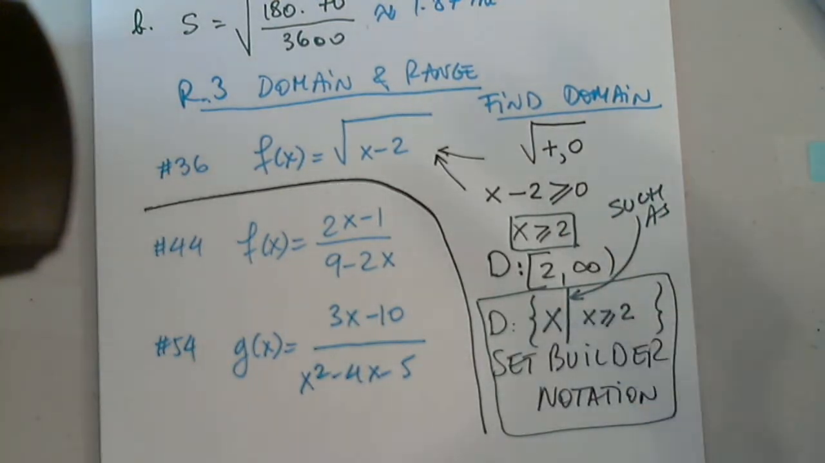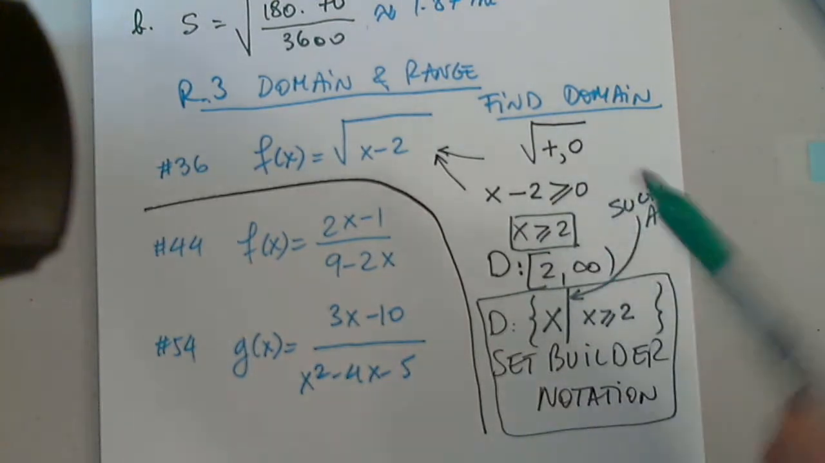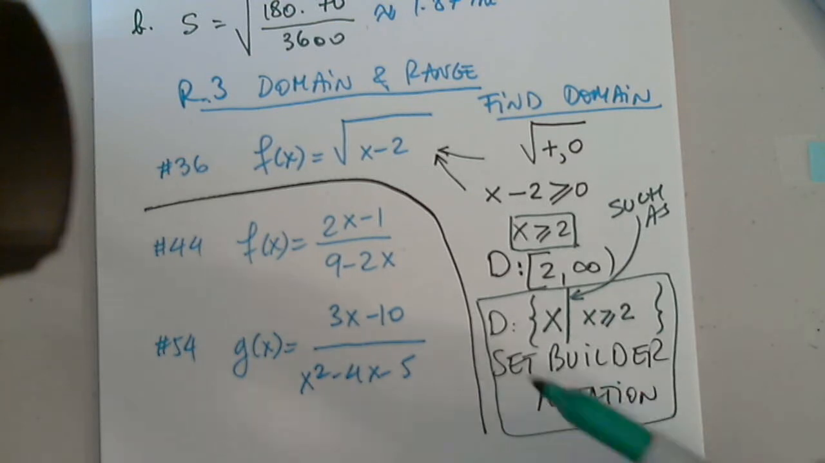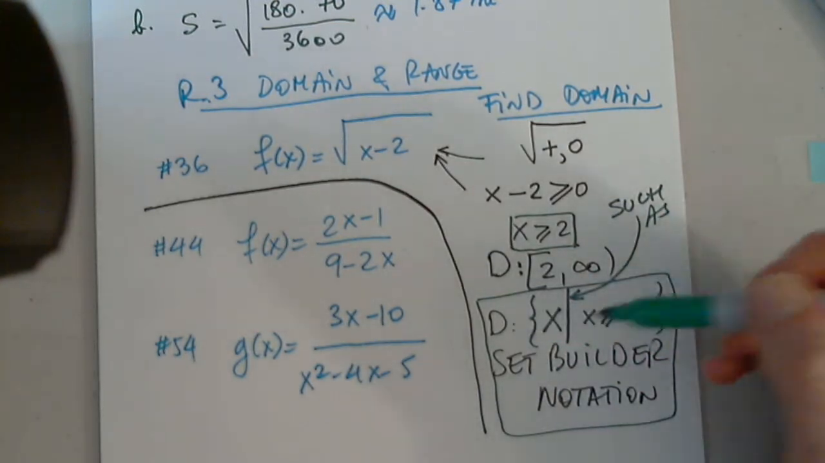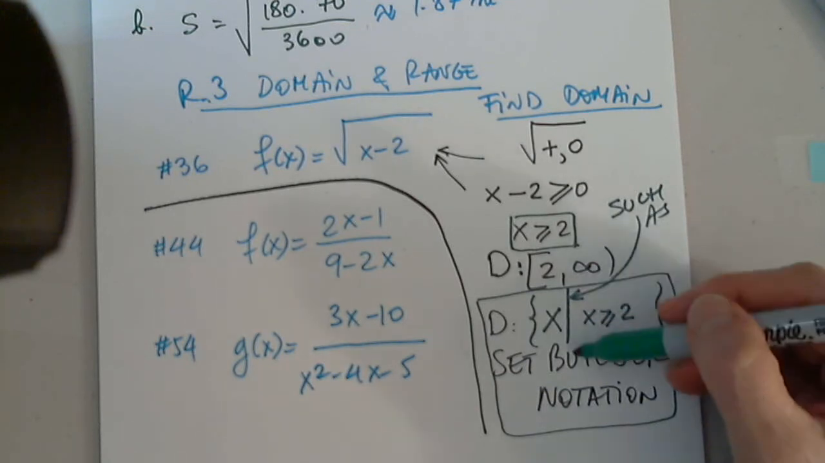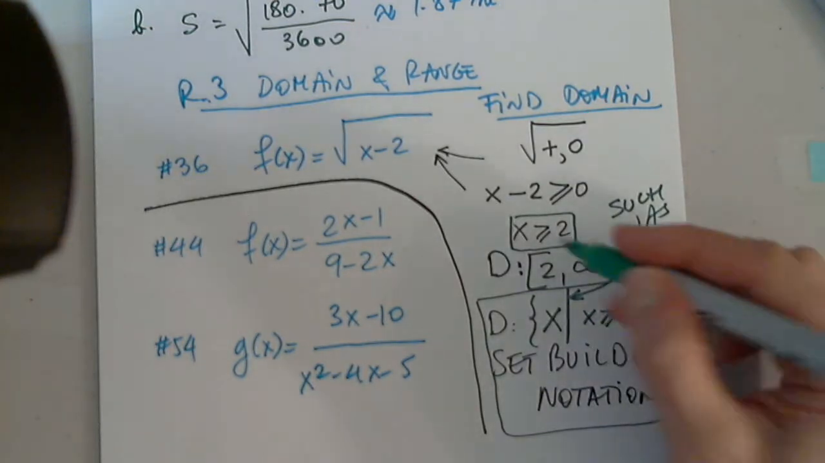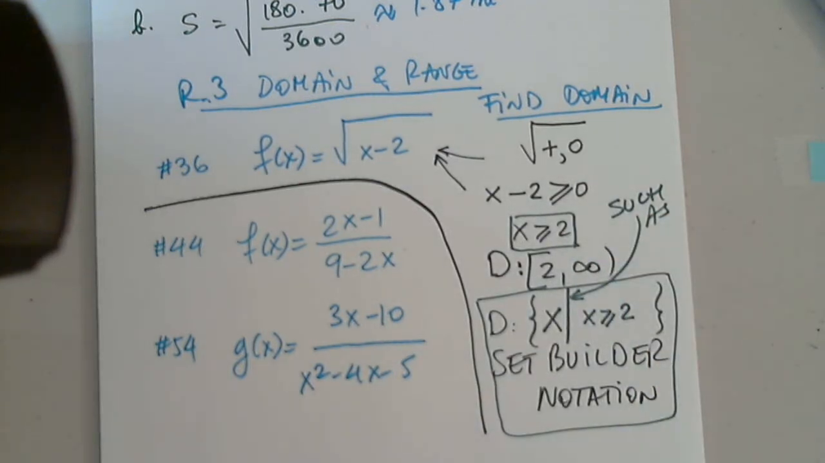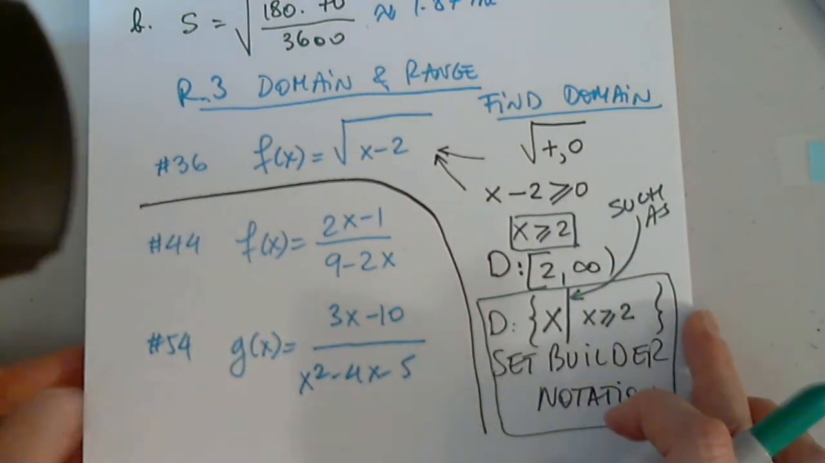What's the real difference here? So I prefer the interval notation. This is the set builder notation. It means the domain consists of values of x, such as, or having the property. What property? That all these numbers have to be greater than or equal to 2. Okay, let's look at 44.